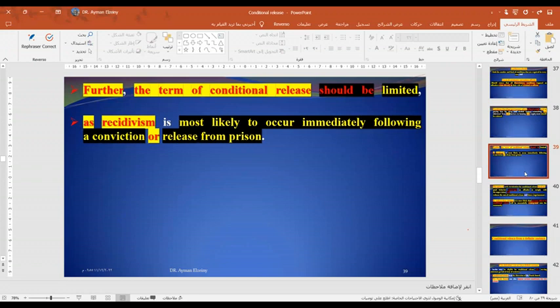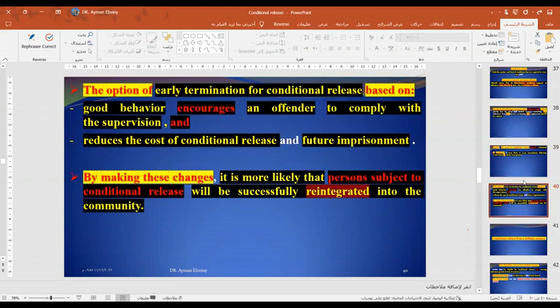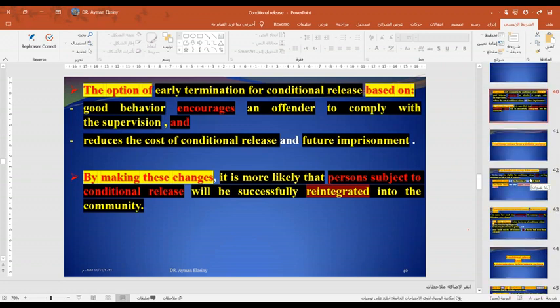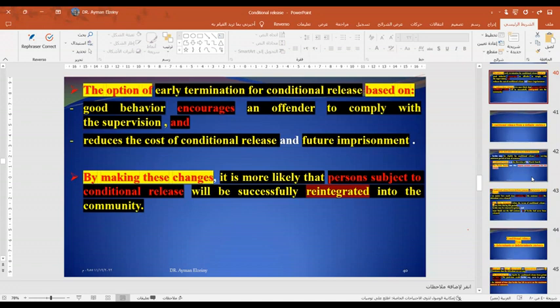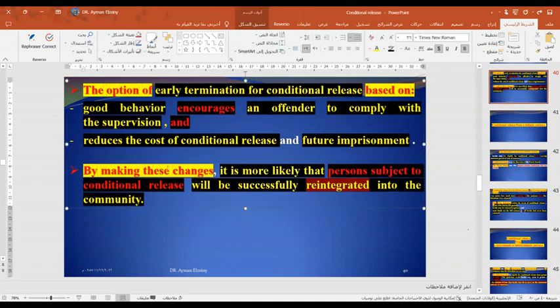Further, the term of conditional release should be limited, as recidivism is more likely to occur immediately following the conviction or release from prison. Finally, the option of termination of conditional release based upon good behavior encourages offenders to comply with supervision and reduces the costs of conditional release and future imprisonment. By making these changes, it is more likely that persons subject to conditional release will be successfully reintegrated into the community.